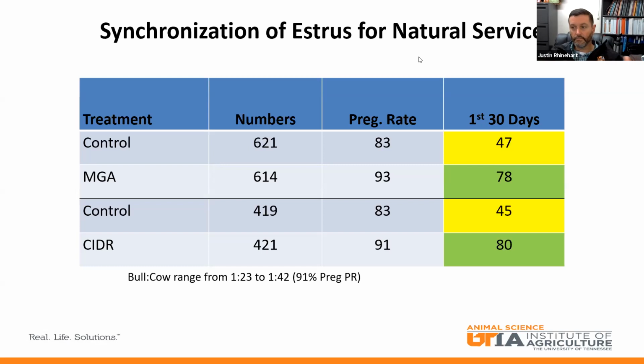We don't want to say that blanket across the board, because some bulls may not be able to. But here we didn't want to change the bull to cow ratio, because if you had to buy more bulls, that might offset the economic benefit of doing this. So we kept the same bull to cow ratio in all the herds we worked with here, and still, you can see the increase in the overall pregnancy rate.